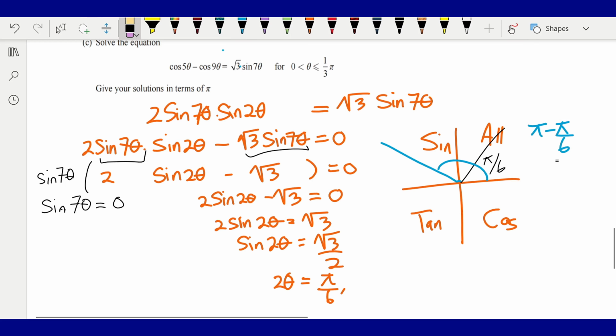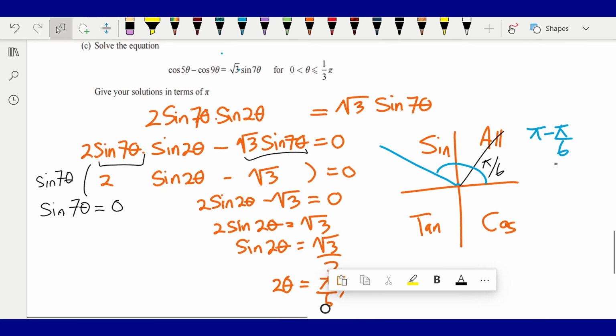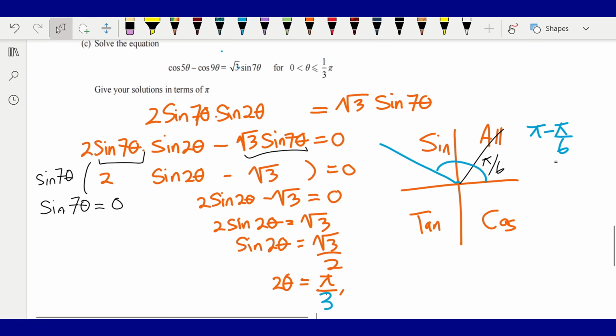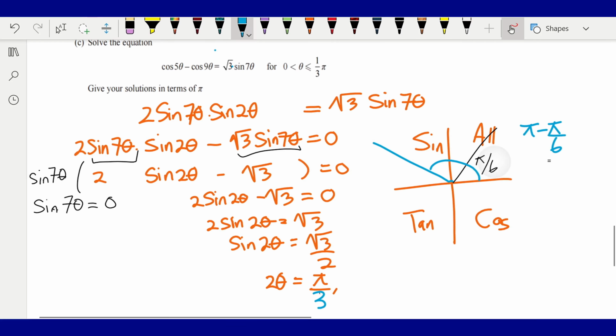Oops, sorry guys, that's a mistake. This must be pi over 3. Because sine of pi over 3 is root 3 over 2, so pi minus pi over 3 will be 2 pi over 3.